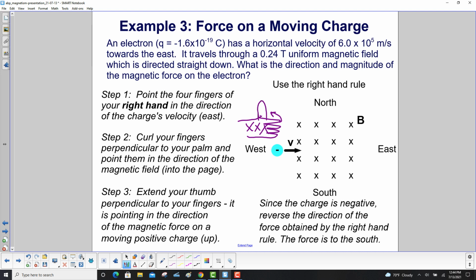But that's not your answer. That would be if it were a positive charge. We have a negative charge. So, since the charge is negative, reverse the direction of the force. So the force is going to be in this direction. And in this problem, that direction is called south.